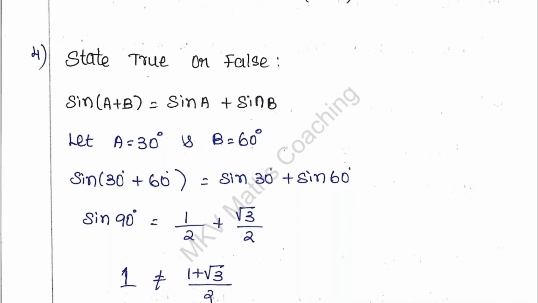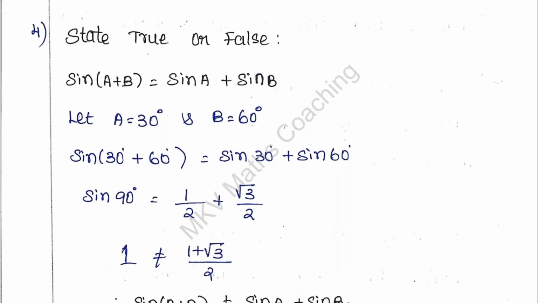Fourth question, you need to state true or false. Sin of a plus b equal to sin a plus sin b. You need to prove this. You can take any angle, 30, 60, 45, 90, like that. I am taking 30 and 60 degree. For a I am taking 30, for b I am taking 60 degree.